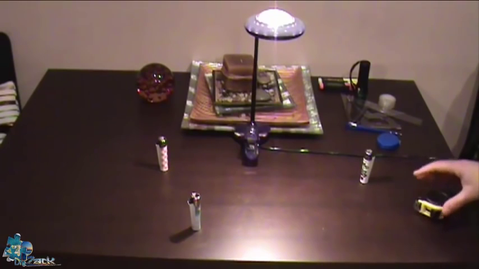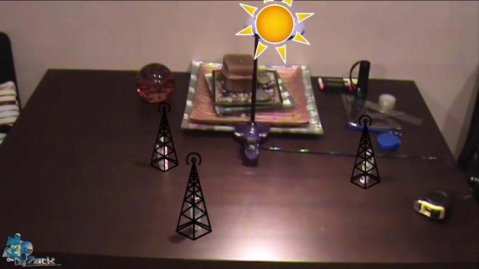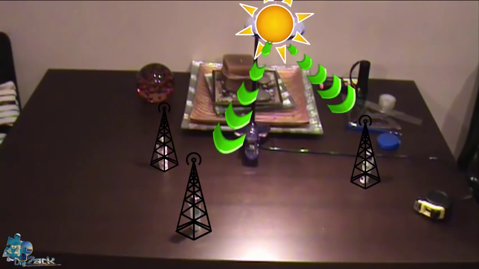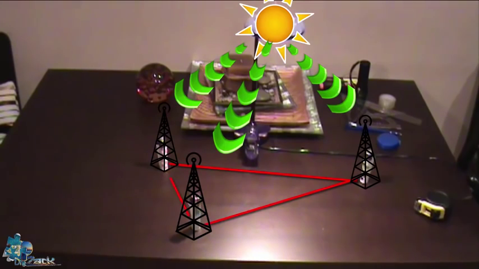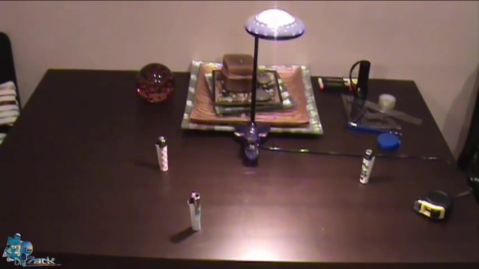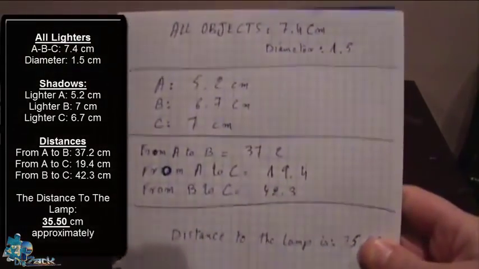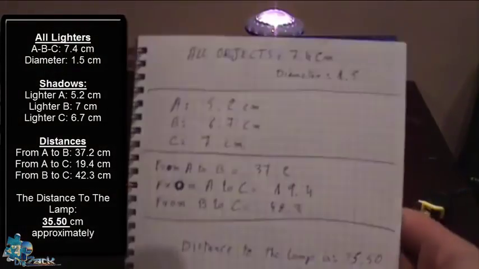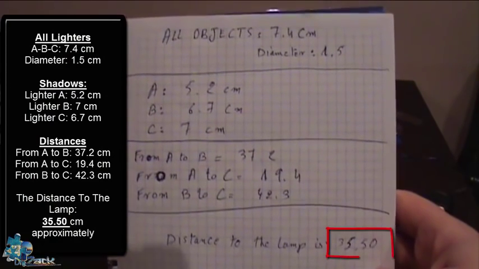So let's imagine the lamp as the sun and the lighters as cell towers and the light that comes from the lamp as a mobile signal, for example. And all we have is distances between the towers and the mobile signal, which is the lights in this case. Here are the measurements that I used to locate the lamp that is at 35.50.